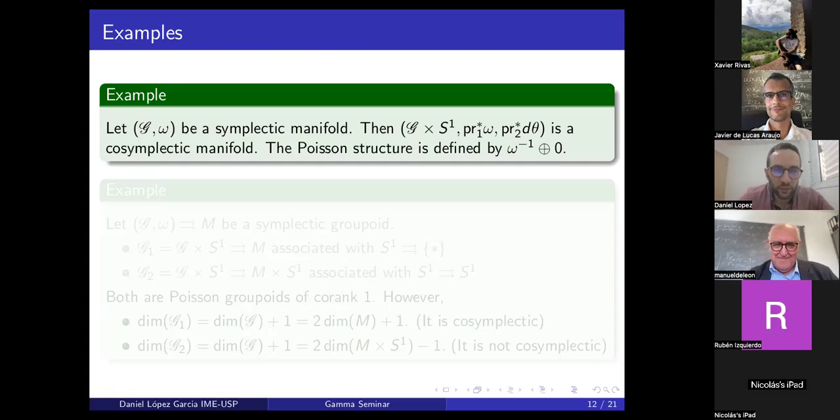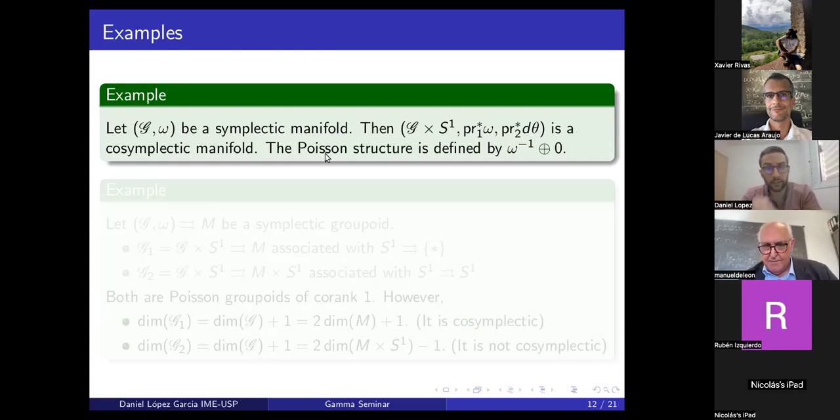Okay, so now let me consider a classic example of a cosymplectic manifold. I can start with a symplectic manifold G with symplectic form omega. Then you consider the Cartesian product, for example, with the circle, and you can produce a cosymplectic structure by taking the pullback of the symplectic form on G. This is the natural projection. And you can consider the pullback of d theta, where theta is the coordinate of the circle. And this is a cosymplectic manifold.